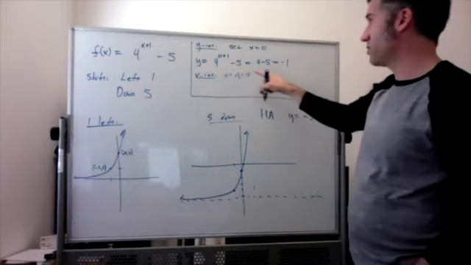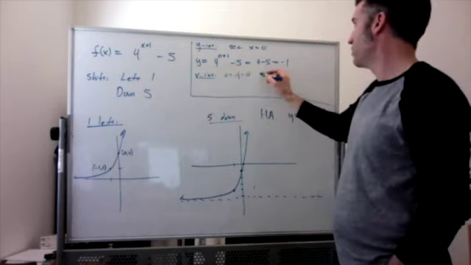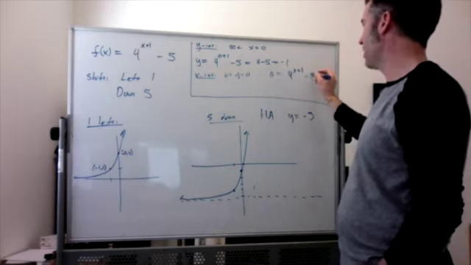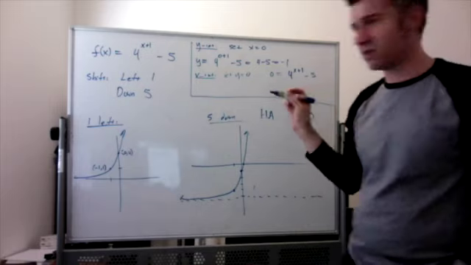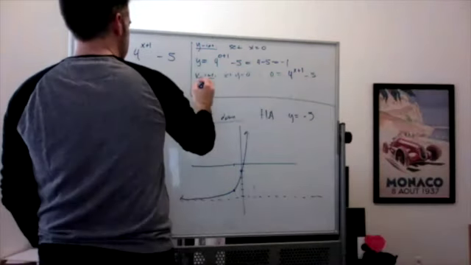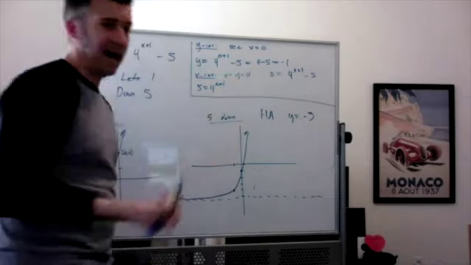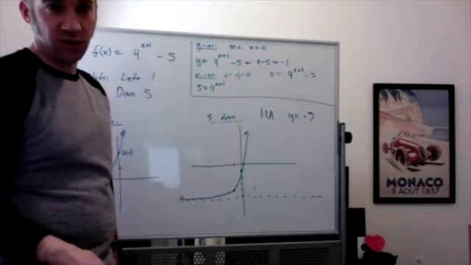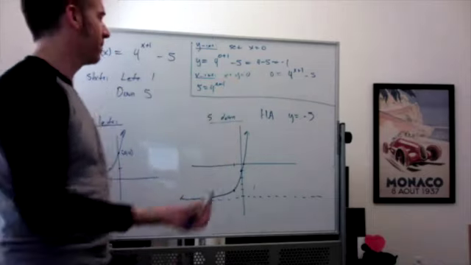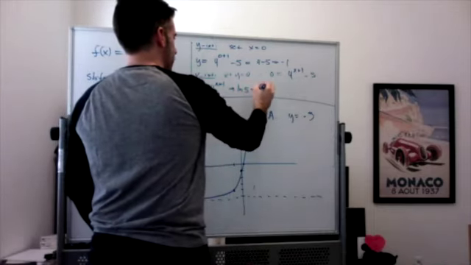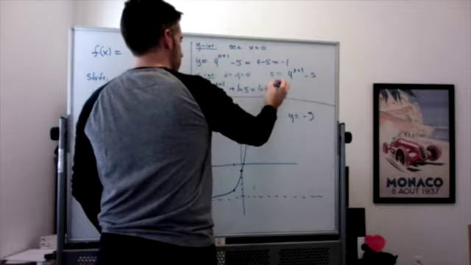So setting y equal to 0, I have 0 equal to 4 to the x plus 1 minus 5. That's going to be a little bit gross. I'm adding 5 to both sides. You get 5 equal to 4 to the x plus 1. I would probably use natural log, but you could use log base 4 if you wanted to. I would say the natural log of 5 equals the natural log of 4 to the x plus 1.